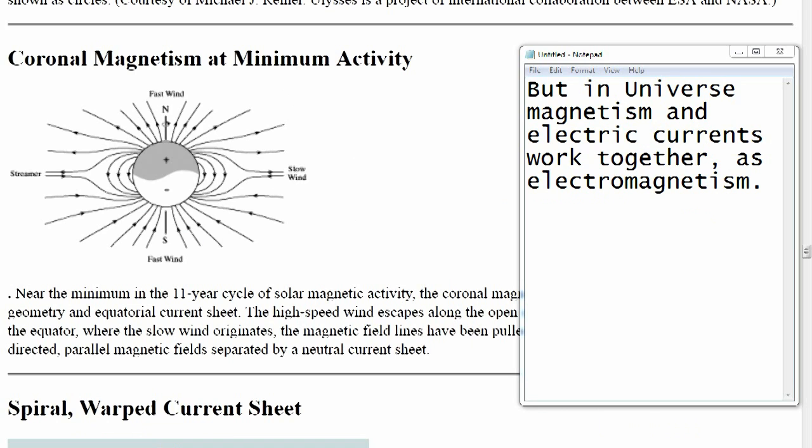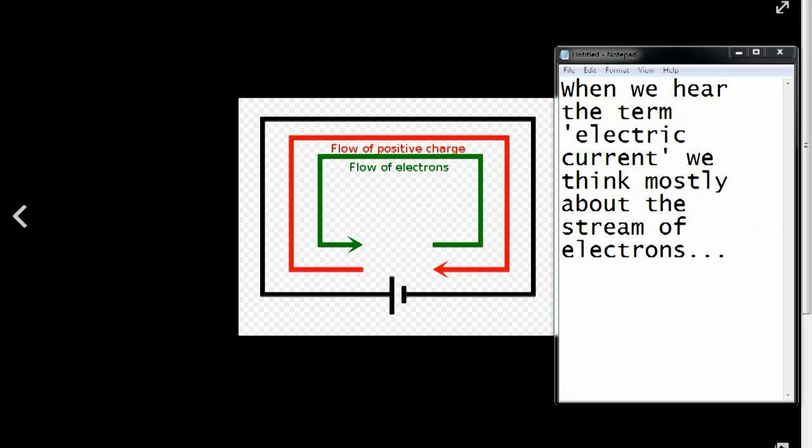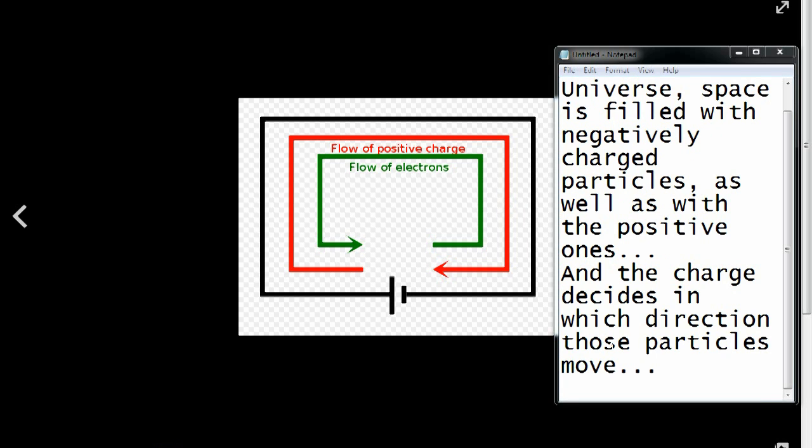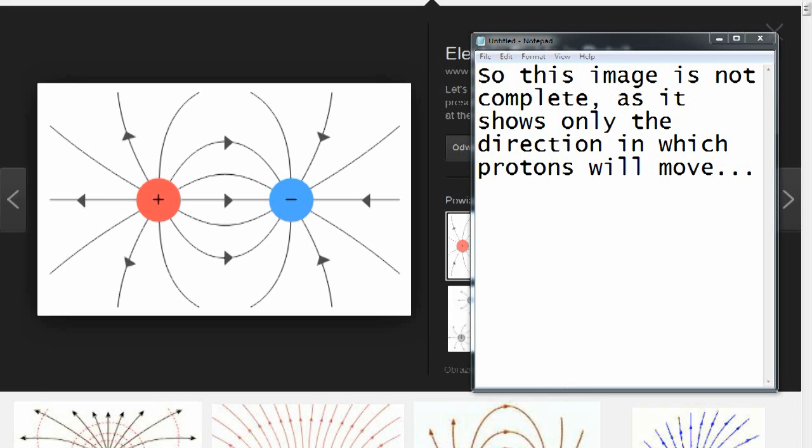But in the universe, magnetism and electric currents work together as electromagnetism. But there are a couple of problems. When we hear the term electric current, we think mostly about a stream of electrons. And in the universe, space is filled with negatively charged particles as well as positive ones. And the charge decides in which direction those particles will move. So this image is not complete, as it shows only the direction in which protons will move.